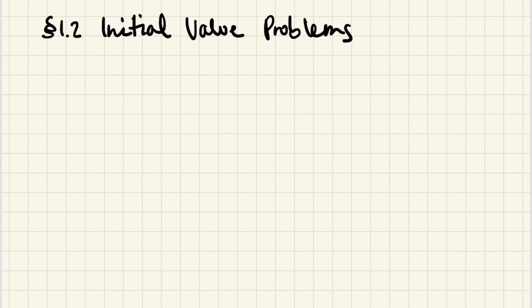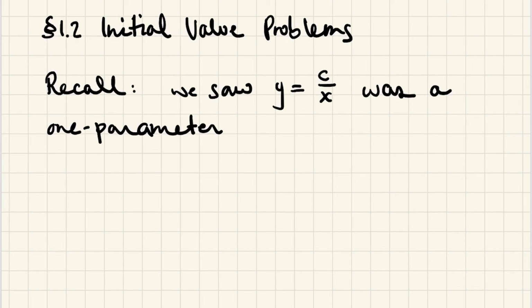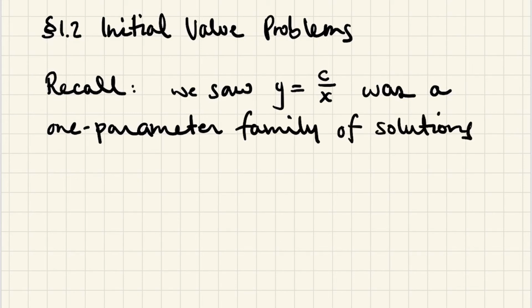All right. Recall from last time that we saw y equals c over x was a one-parameter family of solutions to the differential equation xy prime plus y equals 0. So let's quickly get a look at this in Desmos.